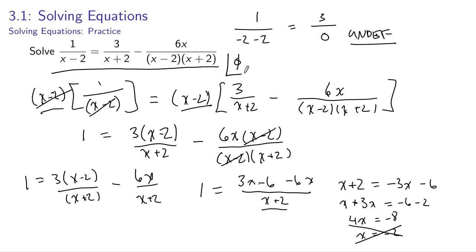So, remember my shorthand, we can write this null set, which means there's no solutions. There's nothing in our set of solutions. Or you can write no solution.